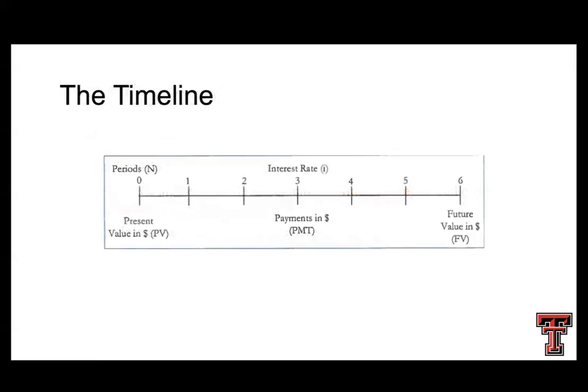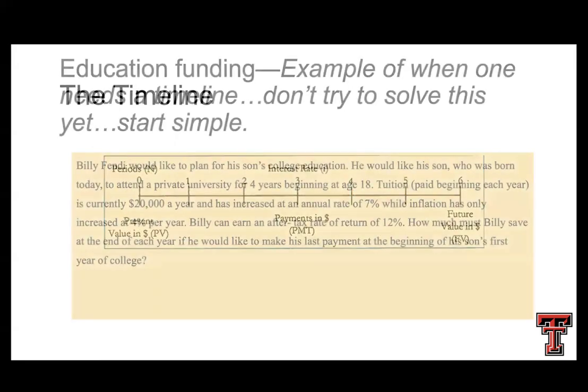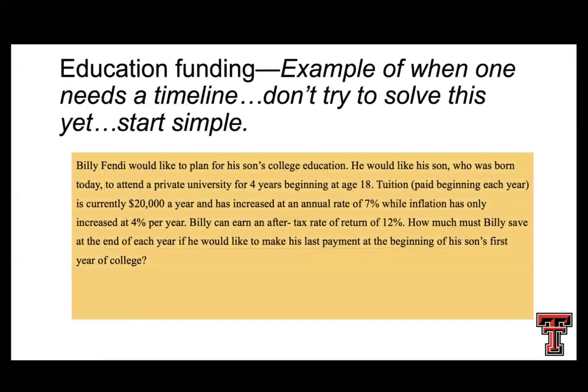All right, so here's an example of a timeline that you can use, and here's an example of a problem where a timeline might be helpful. Billy would like to plan for his son's college education. He would like for his son, who was born today, to attend private university for 4 years beginning at age 18. Tuition paid at the beginning of each year is currently $20,000 a year and has increased at an annual rate of 7%, while inflation has only increased at 4% per year. Billy can earn after-tax rates of return of 12%. How much must Billy save at the end of each year if he would like to make his last payment at the beginning of his son's first year of college?